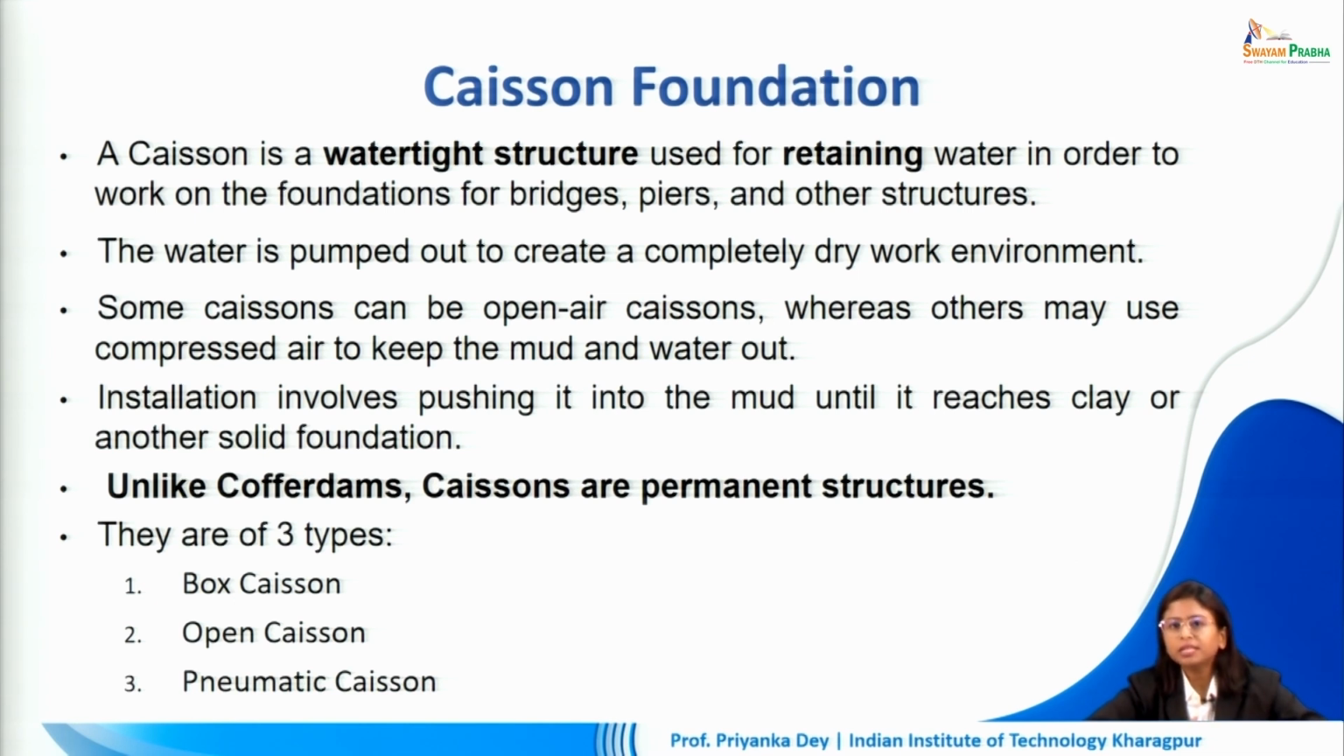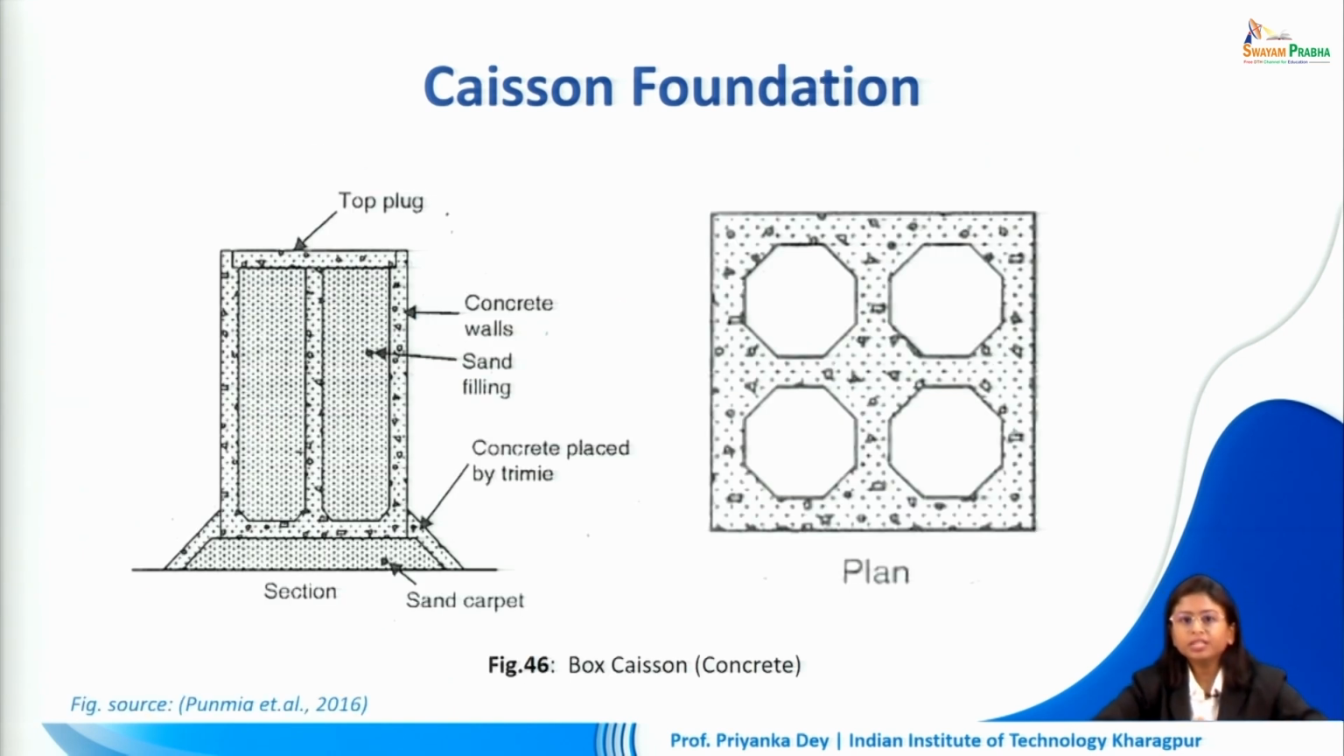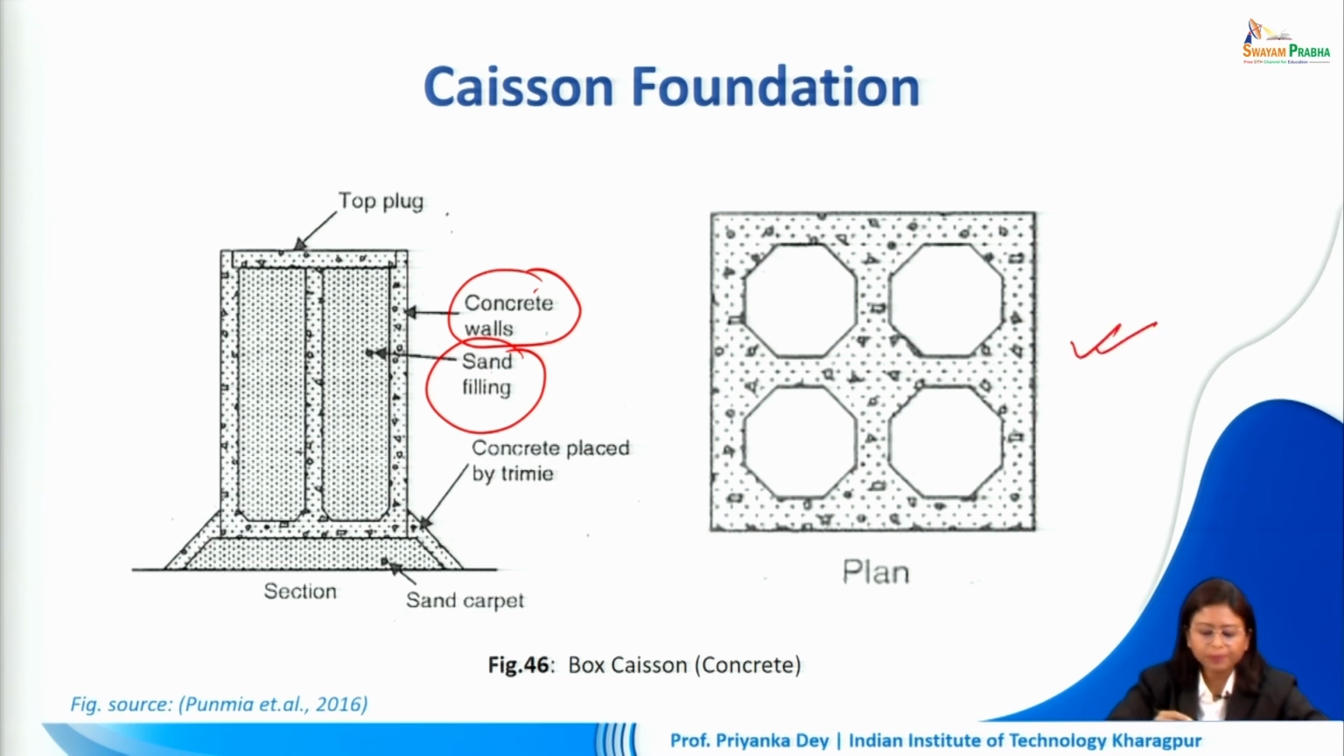Now installation is done by different mechanisms depending upon the shape. We can call a caisson a box caisson, open caisson or pneumatic caisson. Now unlike cofferdams, caissons are permanent structures. So after the construction of the pier or the bridge is done, we're not going to remove it. So here the first example is of a box caisson. As you can see, there are concrete walls which are filled with sand within them. So this is what it will look like in plan and in section.